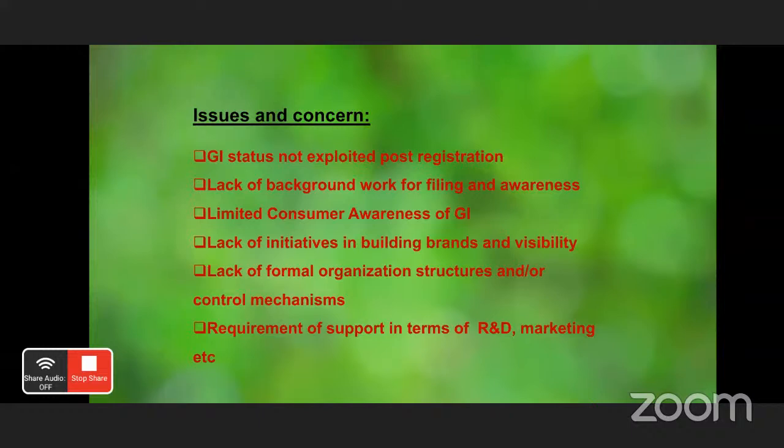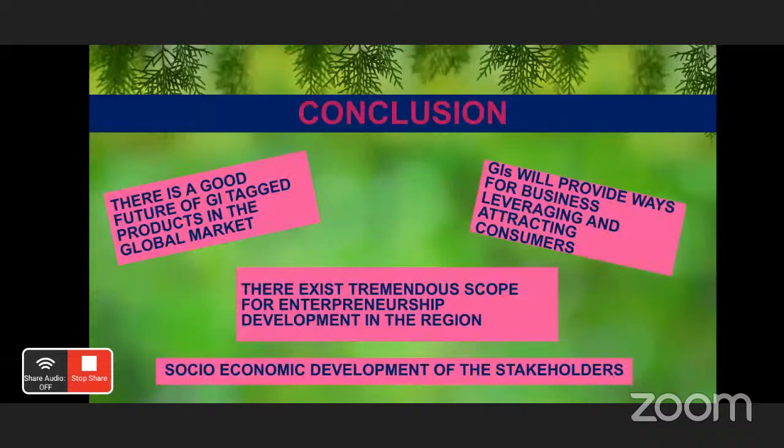Then, the requirement of support in terms of R&D or marketing, etc. We need support not only from government organizations, but also from non-government organizations, for R&D or any marketing, to support our marketing and all these things. So these are certain issues and concerns, particularly for our area.